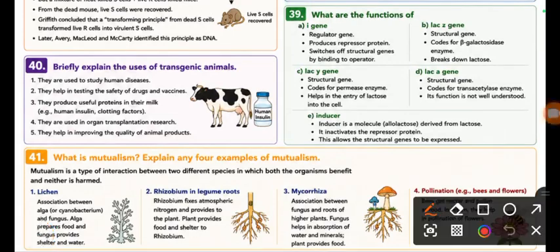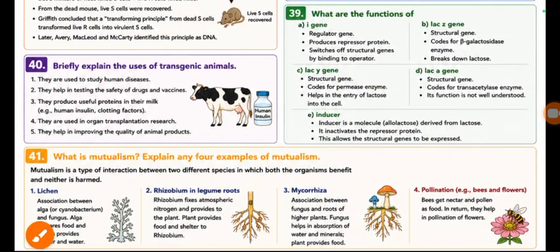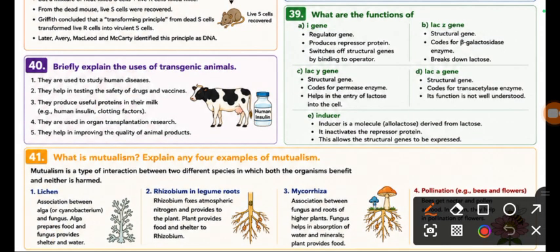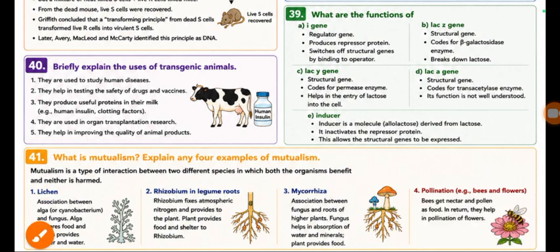Then we have briefly explain the uses of transgenic animals. It is used to study human diseases. It is used in testing of drugs and vaccines, to produce proteins like human alpha lactalbumin, and it is used in organ transplantation research and helps to improve the quality of animal products that you can mention. Then what is mutualism? Explain any four. The examples for mutualism include lichens, rhizobium in legume roots, mycorrhiza, and flowering plants and pollinators.